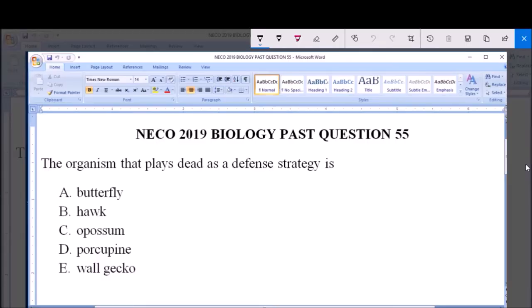I will be answering Neco 2019 biology past question 55. The organism that plays dead as a defense strategy is A. butterfly, B. hawk, C. opossum, D. porcupine, and E. wall gecko. Now we're asked to pick an option that is an organism that plays dead as a defense strategy. Like we know, most animals actually have their own strategy by which they defend themselves against predators. Now let's look at each of these options.